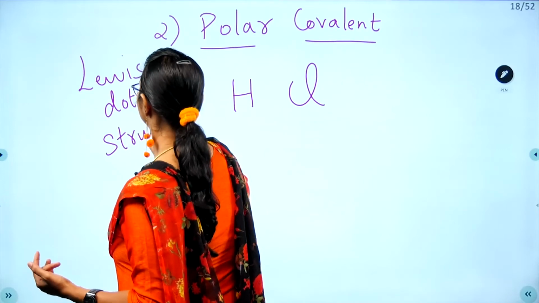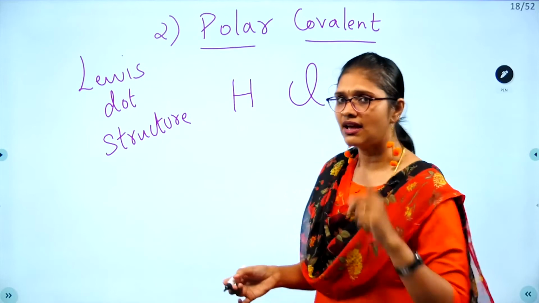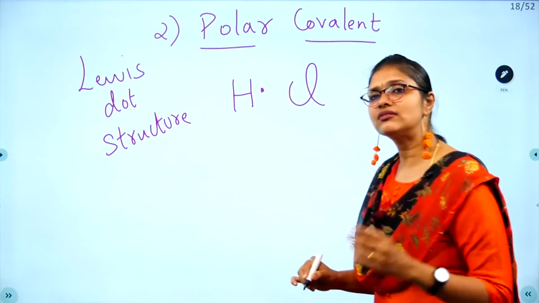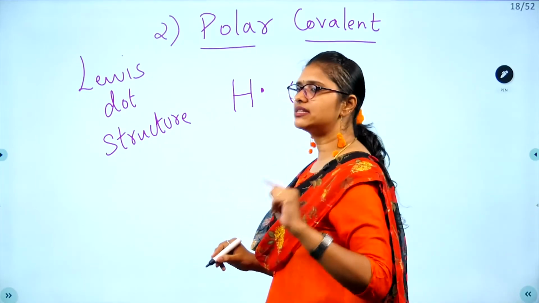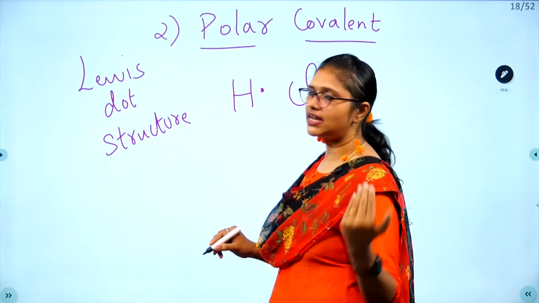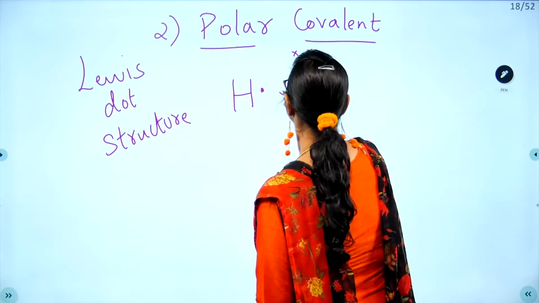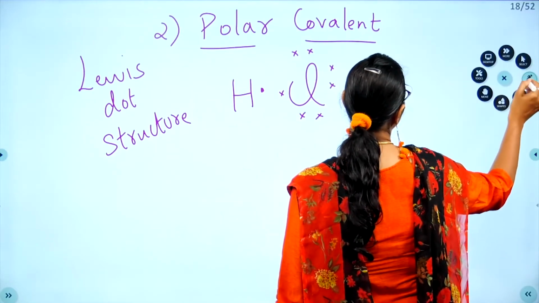Alright. Fine. Now how many valence electrons does hydrogen have? Only one, right? So put one dot. And how many electrons does chlorine have? 7, right? Because it is 2, 8, 7. So it has 7 valence electrons. So show 7 valence electrons. Now we are going to show the sharing. Fine.